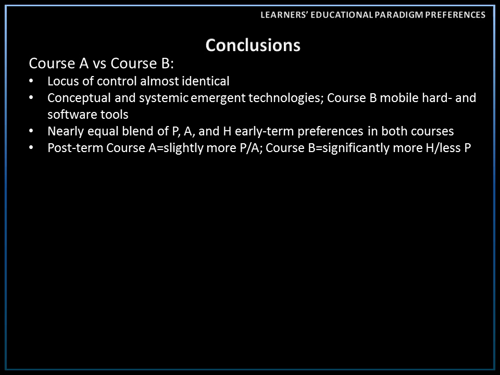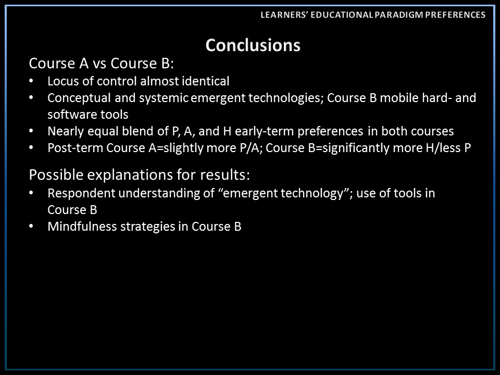However, by the end of the term, Course A respondents indicated a slightly more preference for pedagogical and andragogical environments, whereas Course B respondents reported significantly more preference for hudagogical and less for pedagogical environments. Possible explanations for the results include respondent understanding of the term emergent technology, coupled with the use of tools in Course B, and mindfulness strategies in Course B.